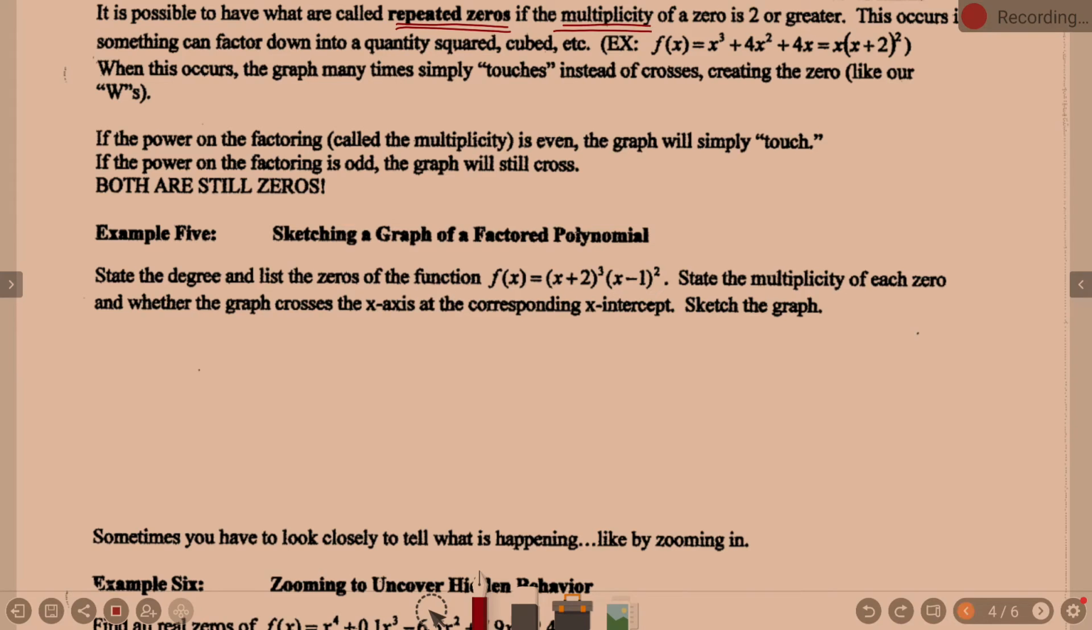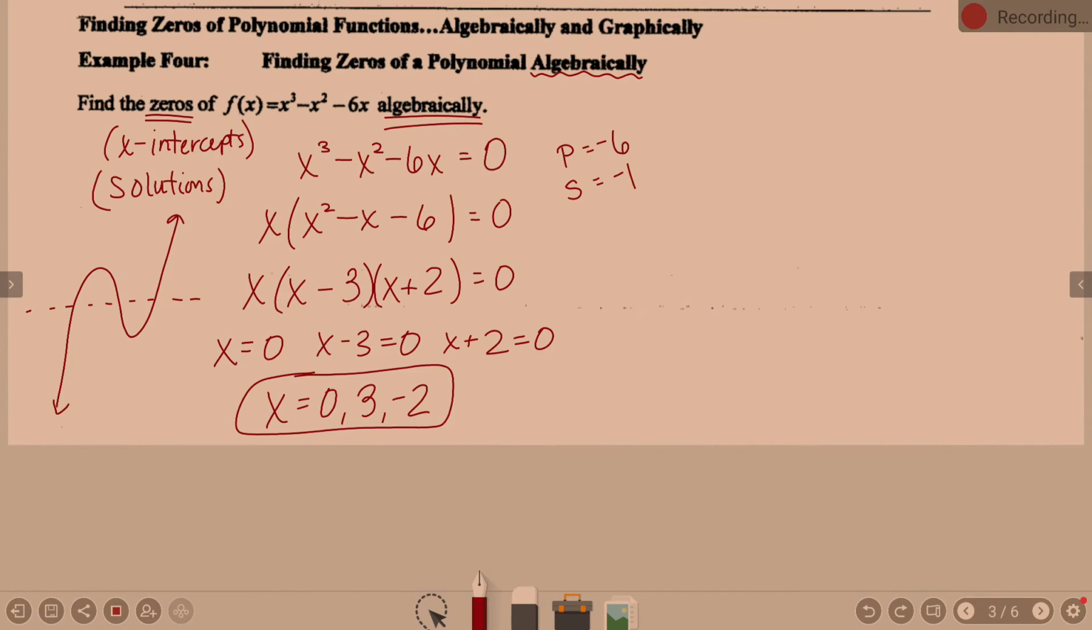So multiplicity of a zero, on the problem we just did, let me backtrack for a moment. Each of these zeros had a multiplicity of 1, because there was 1 x plus 2, just an x plus 2 to the first, so to speak. There was 1 x minus 3, and there was a single x. Those were all powers of 1, yes? Those are multiplicity 1. My graph is just going to cross through that value at the x-axis. When those powers become greater than 1, things change on your graph a little bit.